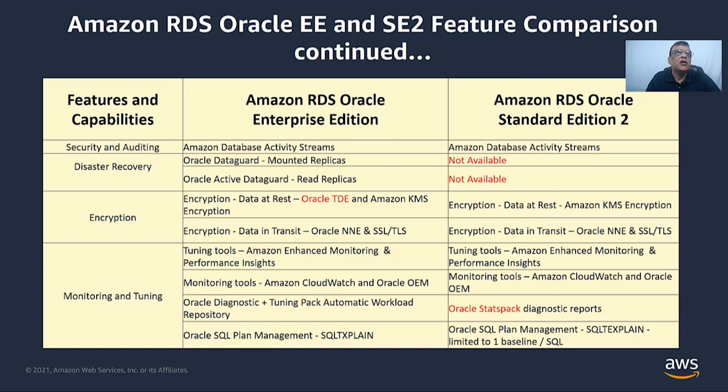The Diagnostic and Tuning Pack is available only in Oracle Enterprise Edition, and that provides the AWR repository, which collects snapshots of the database with all the performance metrics. In case of RDS Oracle Standard Edition 2, the same metrics are collected using StatsPack snapshots, and StatsPack diagnostic reports are available to get the details of the performance of the database.